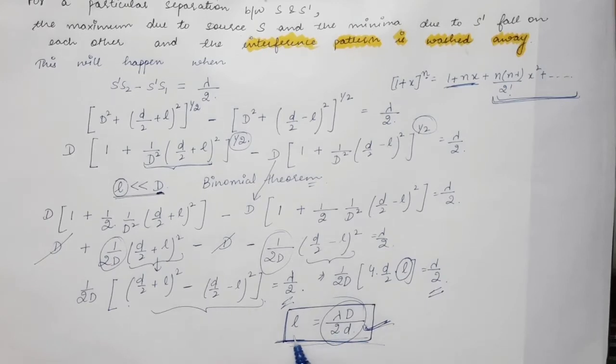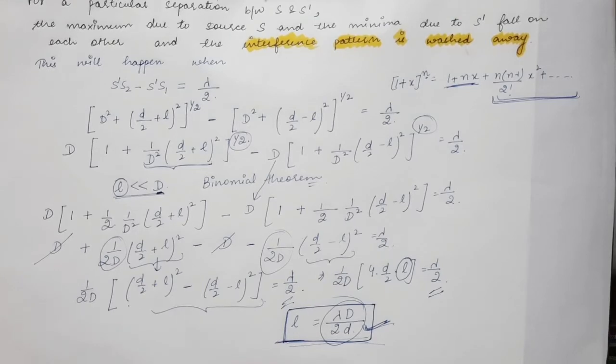But if the distance between S and S prime, or you can say the thickness of the extended source, is exactly equal to this expression, in that case the interference pattern will not be of good visibility and will completely vanish, meaning no interference pattern will be observed.